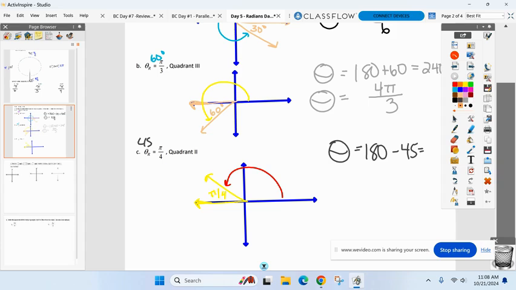Oh, I thought you got it for me. 135. And then what is it in radians? Let's see. Well, I had pi over 4. How many 45s go into 135? Three of them. So there's the quick conversion into radians.